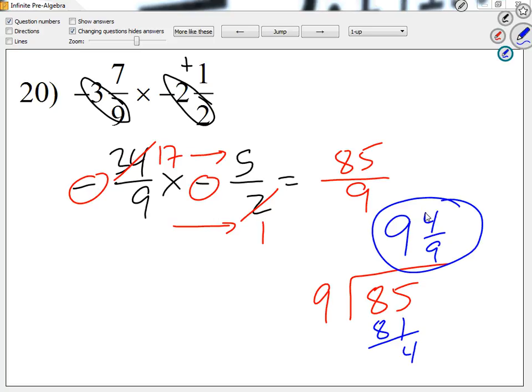Once again, make them improper fractions. If they're mixed, remember what I call mixed is a whole number in a fraction. So they're mixed, change it to improper. And we call it improper because the bigger numbers on top. Change it to improper, simplify whatever you can, and then multiply straight across.